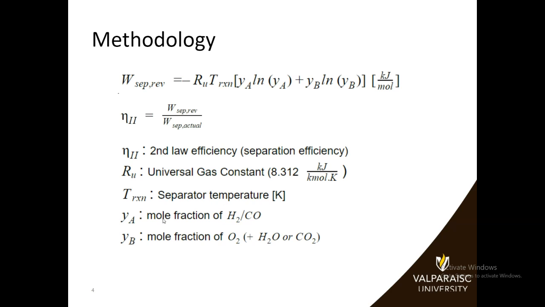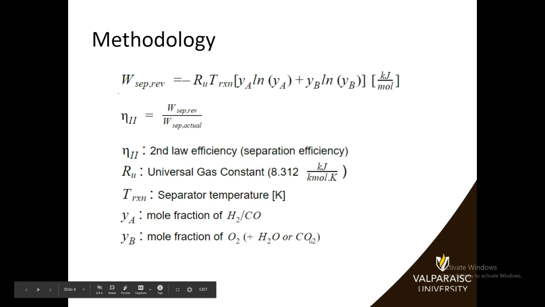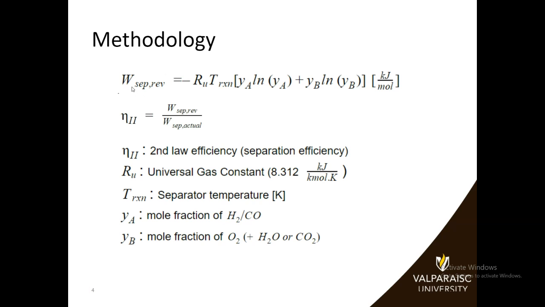YA is the mole fraction of the fuel, so mole fraction of either hydrogen or carbon monoxide, and YB is the mole fraction of oxygen plus whatever left over from the initial product, so either water or carbon dioxide depending on the reaction. So now that we know this term, we already said that we assumed that there's no irreversibilities. This is an ideal case.